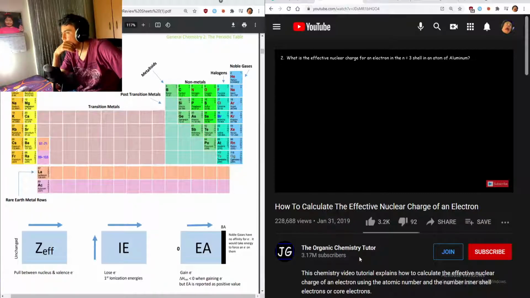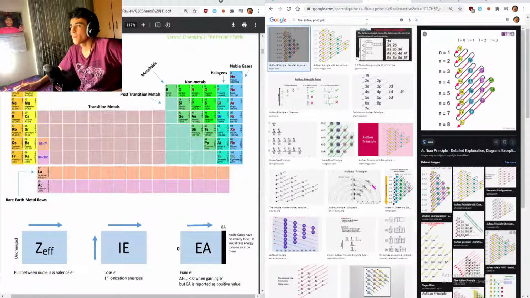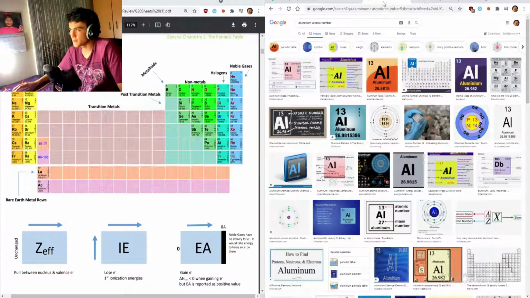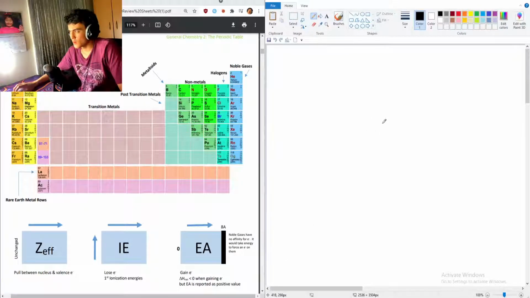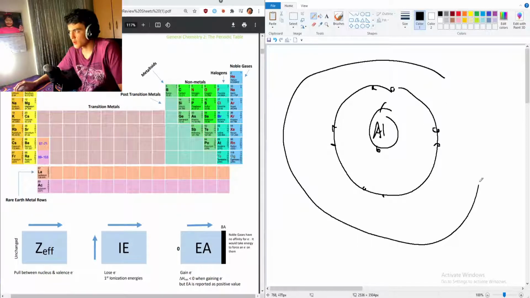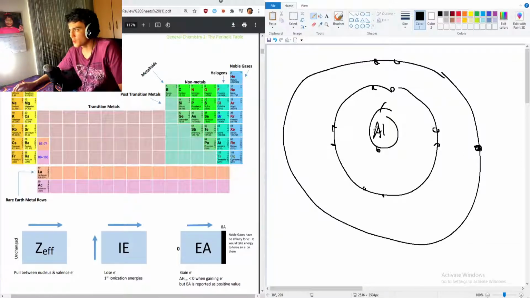Now, if you want to try this problem, feel free. I got it, but I'm not understanding. Do I just memorize this? Aluminum. Atomic number 13. 1, 2, 3, 4, 5, 6, 7, 8, 9, 10, 11, 12, 13.